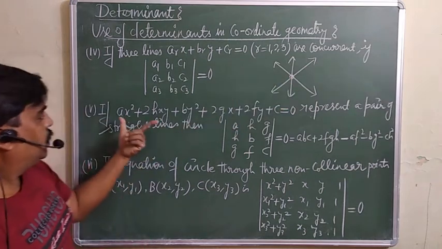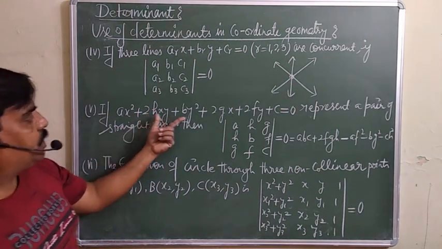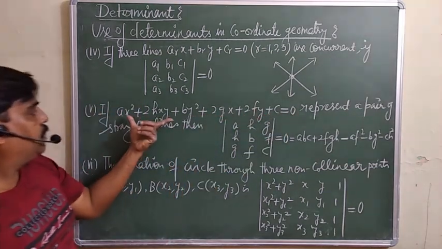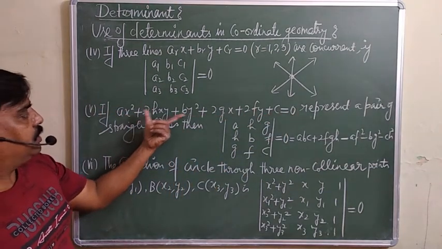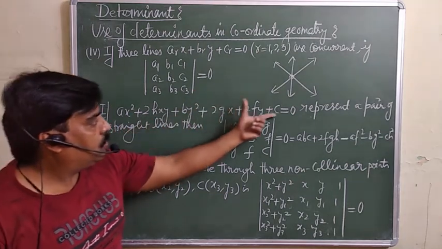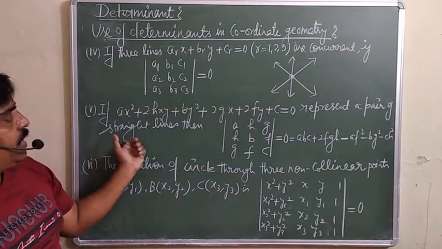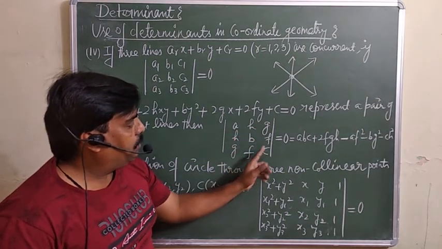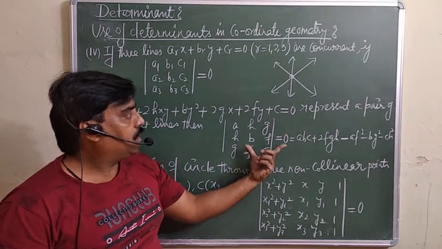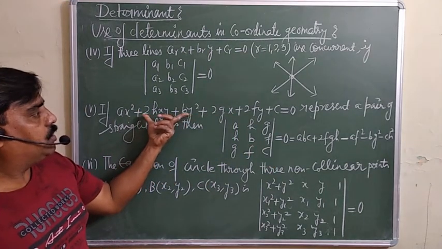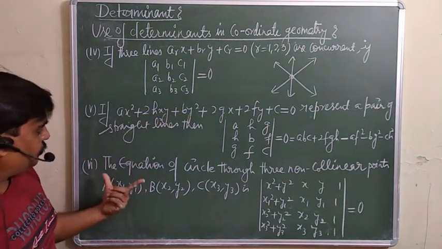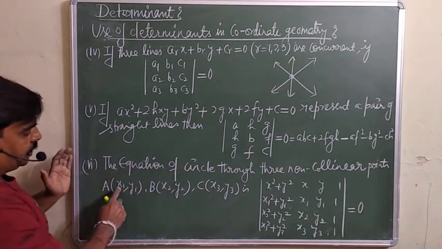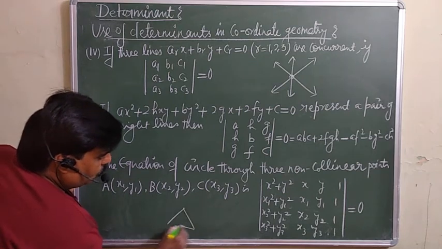Similarly, if ax square plus 2hxy plus by square plus 2gx plus 2fy plus c is equal to 0, which is going to represent a pair of straight lines. This is the equation of a pair of straight lines. In that case, the determinant of a, h, g, h, b, f, g, f, c will be equal to 0. If this is satisfied, then you can say this is the equation of the pair of straight lines. Similarly, the third case is there is a circle which is passing through these vertices. You want to know the equation of that.